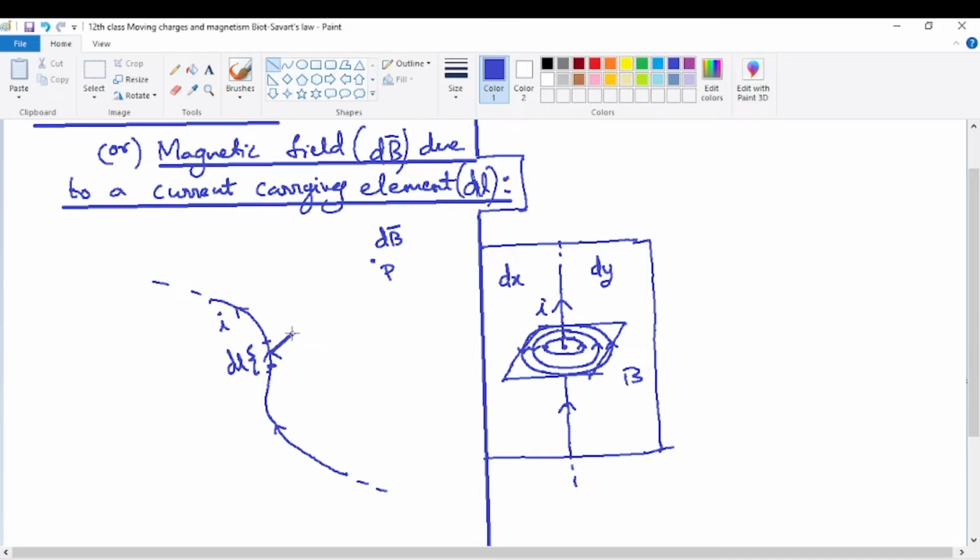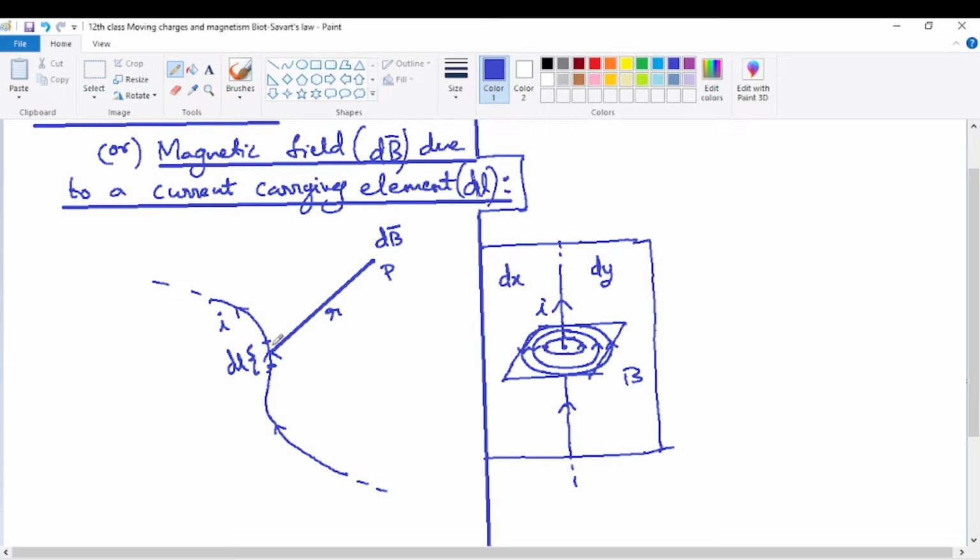This way, point P to the center of the element. So this length of the straight line is nothing but the distance of the point P from the center of the element. It can be taken as R. Now taking the center of the element as origin O, OP can be taken as the position vector of the point P with respect to the center of the element.